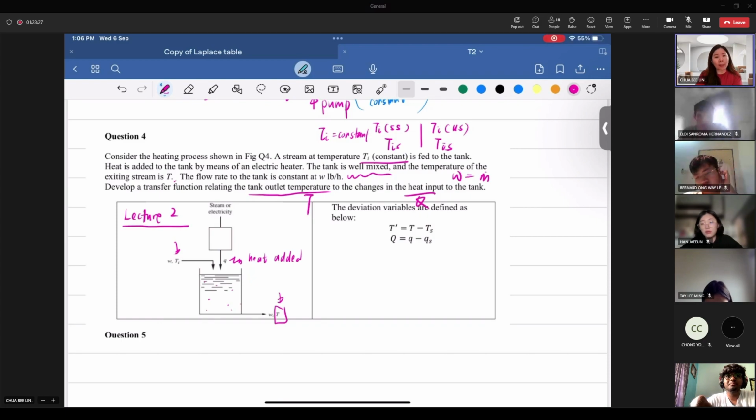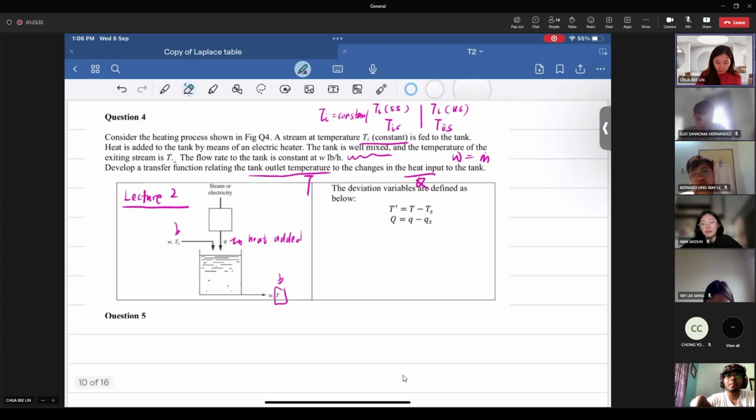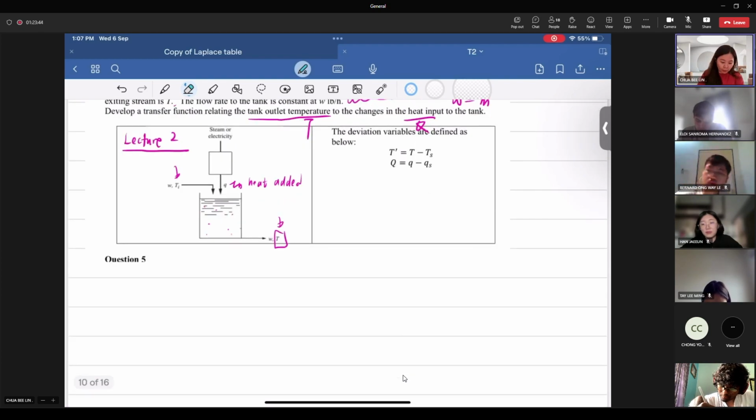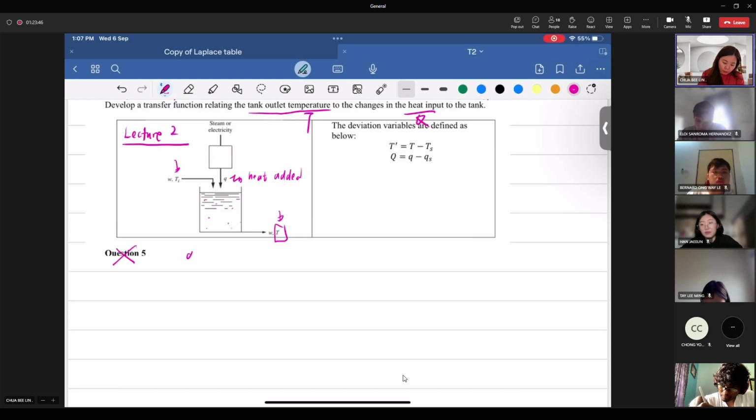The question is exactly the same. So now we derive again in tutorial. Now you are going to use the energy balance. This is question 4. Energy balance is dE over dt equals rate of energy going in minus rate of energy going out.